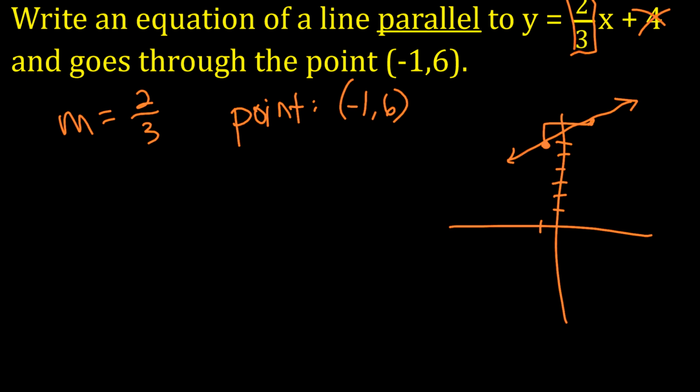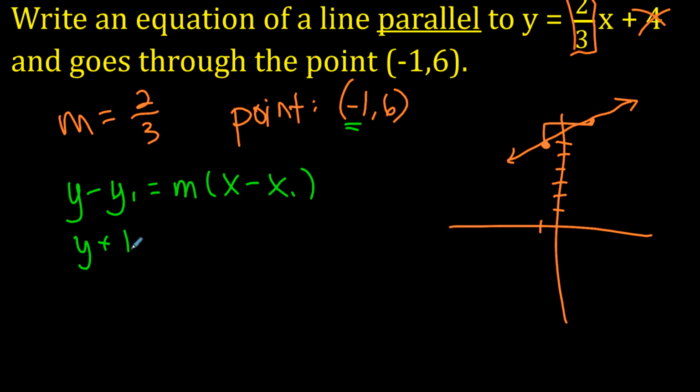Well, what we're going to do is be smart about this. Since we learned about point-slope form of a line, I'm just going to plug it in there. So we've got y minus y1 equals the slope times x minus x1. So y1 is negative 1. That means it's going to be y plus 1. When you subtract a negative, that becomes positive. And then the slope is 2/3. And then we do x minus 6.